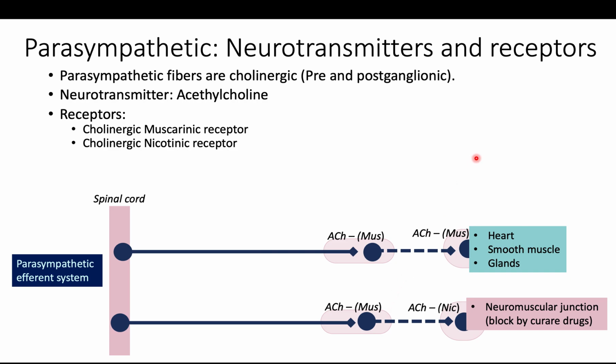Okay. Focusing on the neurotransmitter as well as the receptors. So parasympathetic fibers are known as cholinergic fibers. So why cholinergic? Because they release acetylcholine. So pre and post both release acetylcholine. So they are cholinergic neurons, right? So the receptors are basically cholinergic muscarinic or cholinergic nicotinic, depending on the target organ.